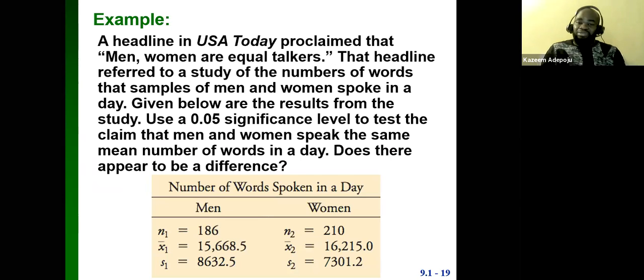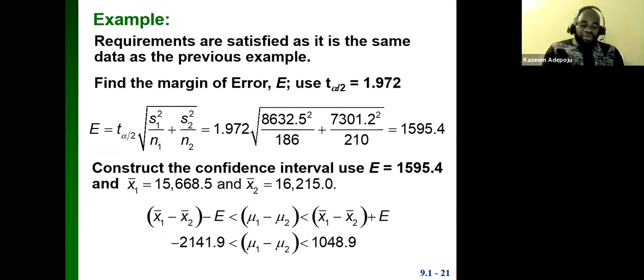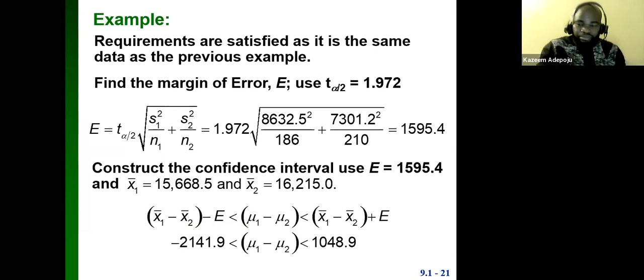Look at that. The headline in USA Today proclaimed that men and women are equal talkers. Based on what we have here right now, the interval includes zero, because zero lies between negative and positive. So that is confirming their stand that men and women are equal talkers.